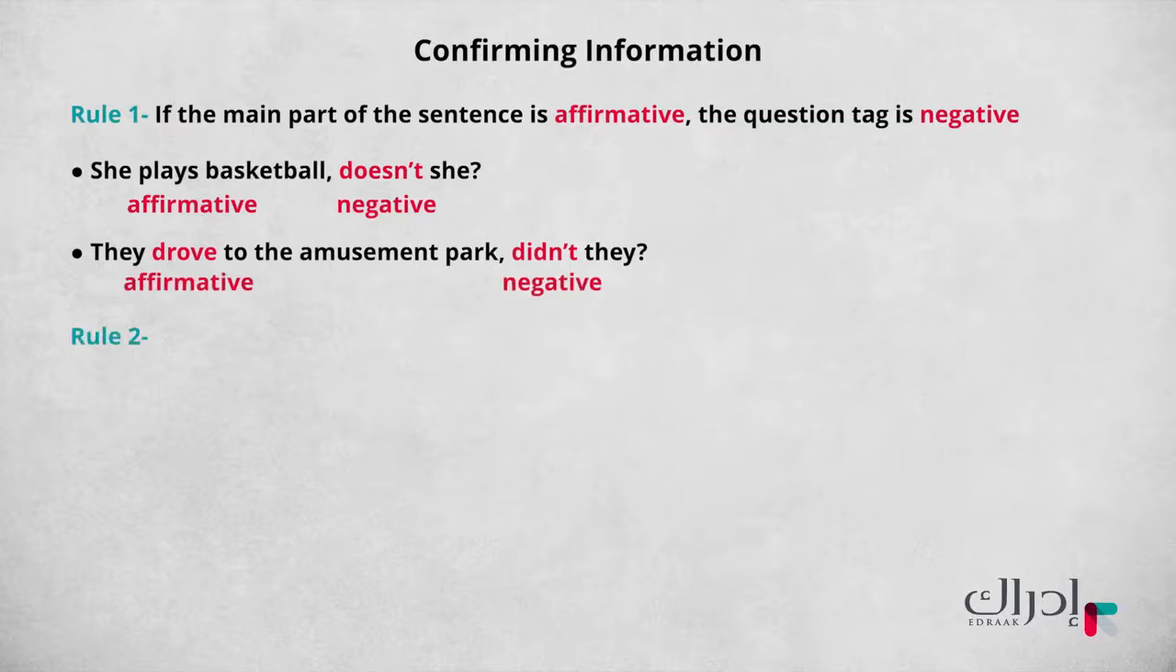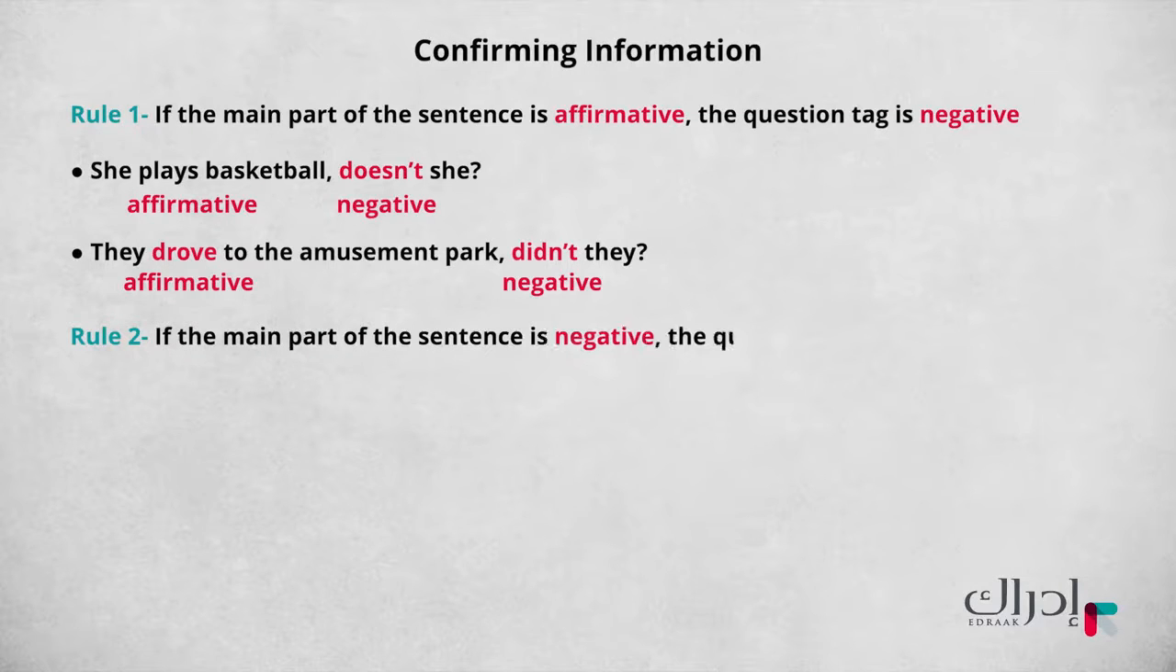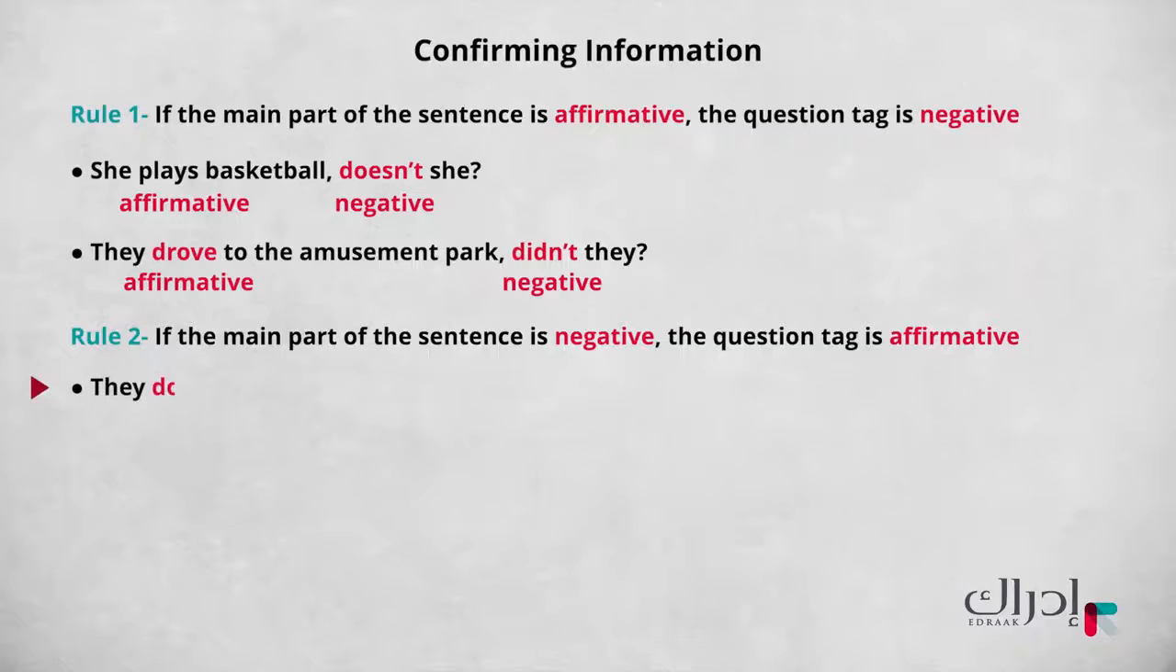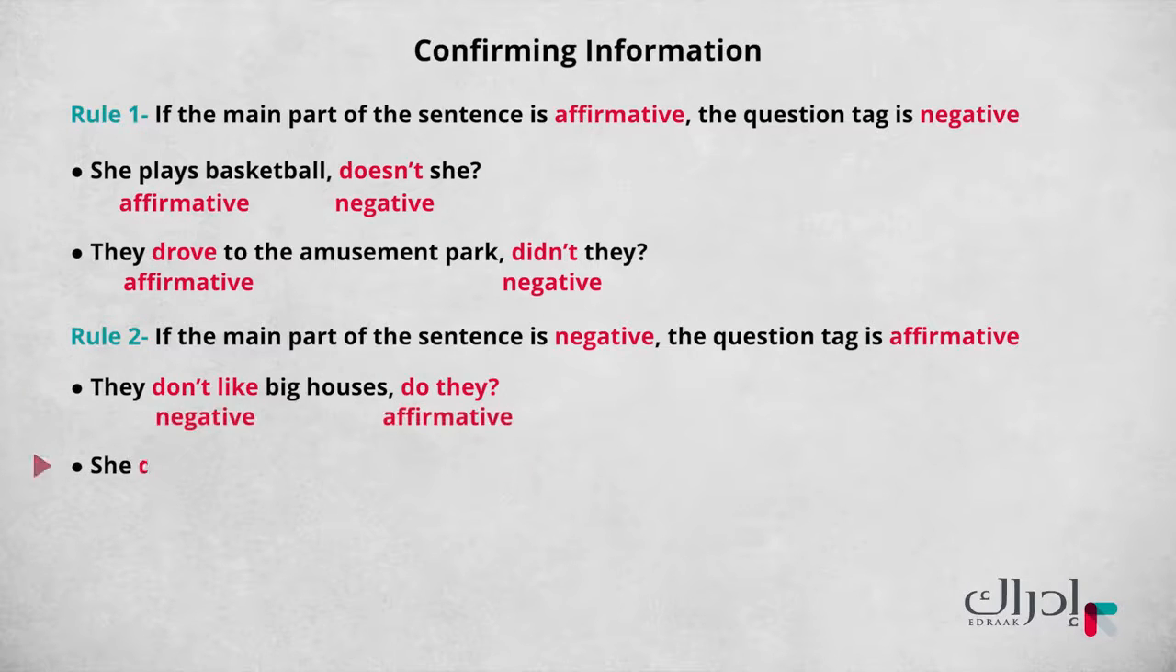Rule number 2. If the main part of the sentence is negative, the question tag is affirmative. So negative sentence, affirmative question tag. Let's have a look at these examples. Notice how negative sentences are followed by affirmative question tags. They don't like big houses, do they? She didn't go to the movies last week, did she?